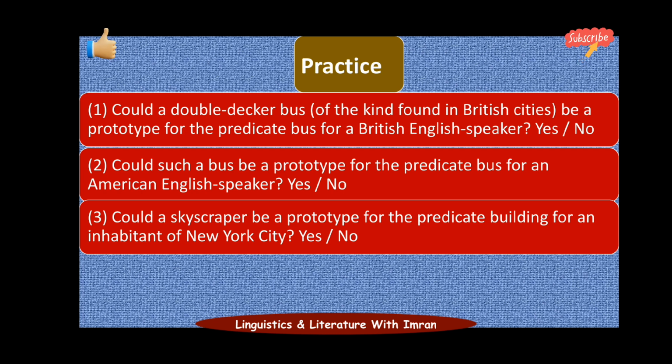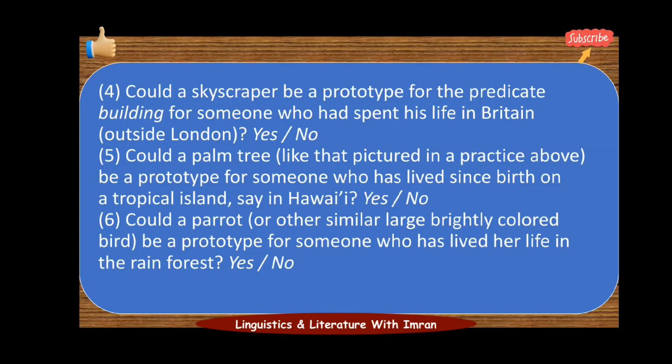But if you come to Pakistan, or India, or some other parts of the world, you would not have skyscraper buildings, okay? Or a skyscraper building would not be the prototype for a building, right? Now, could a skyscraper be a prototype for the predicate building for someone who has spent his life in Britain outside London? Not at all. In London, a skyscraper can be a prototype of the building, right? But for someone who has spent most of his time in Britain but outside London, not so.